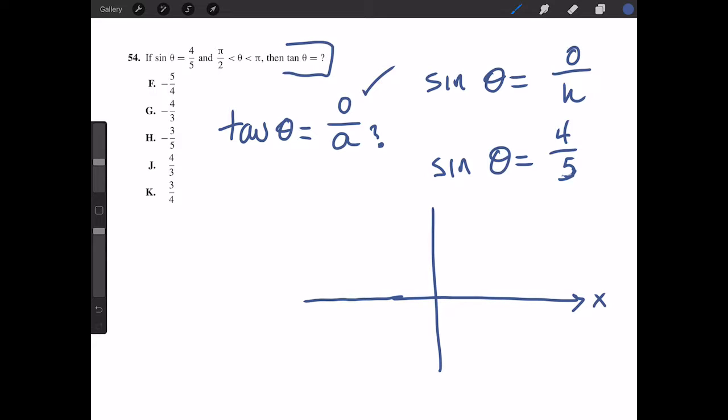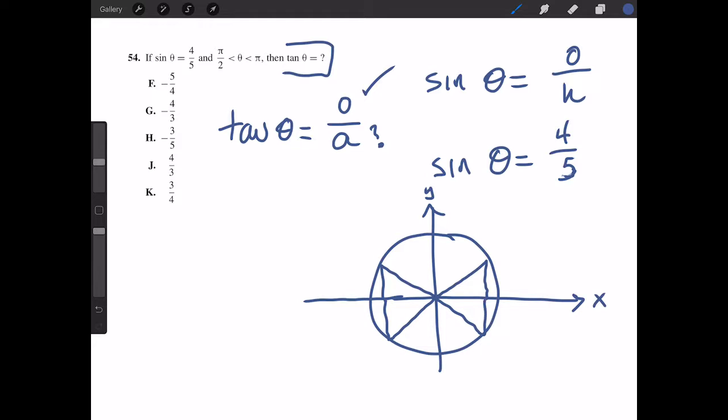And remember, the trig functions are always defined in terms of the unit circle inscribed on the xy axis, right? The problem is, where do we draw this right triangle? Because we can have a 3, 4, 5 here. We can have a 3, 4, 5 here, quadrant 2. We can have it in quadrant 3, or we can have it in quadrant 4. So where is this specific angle they're giving us?